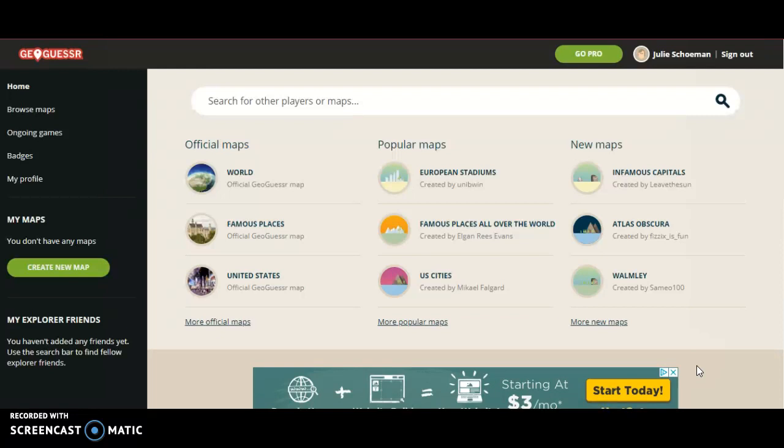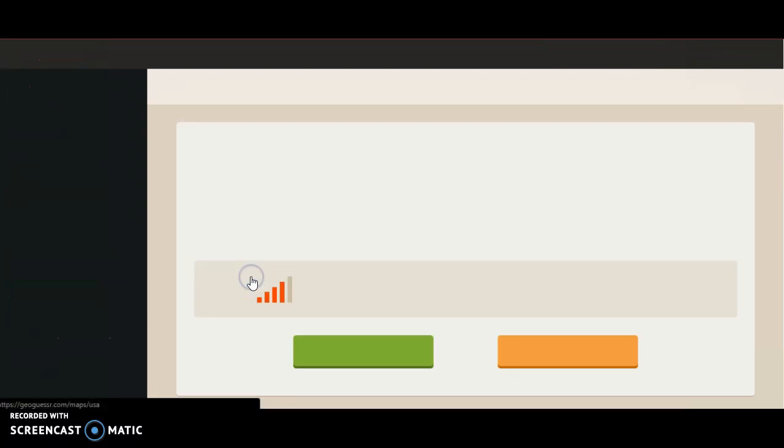So you can be very specific. You could do something that's US cities, or if you're looking to do something a little more broad, we can even go for the whole entire world. When I taught fourth grade, a major social studies concept was the regions of the United States. So we'll go ahead and play the game of the United States.